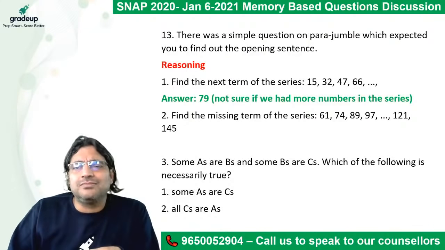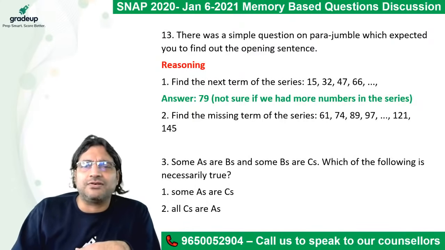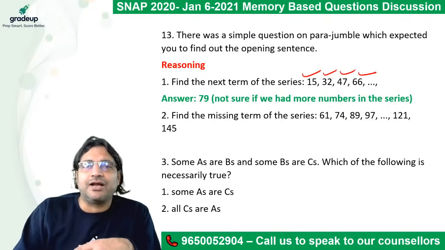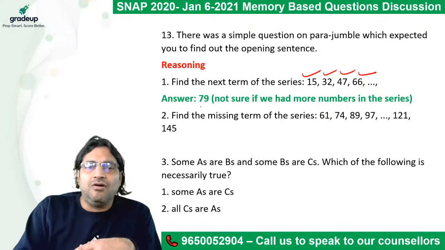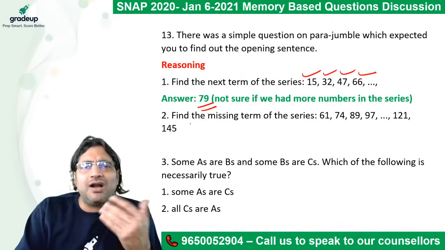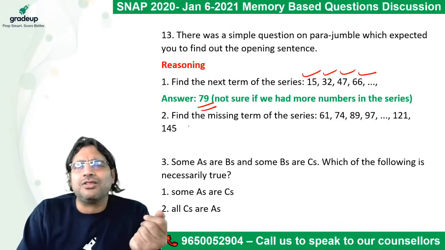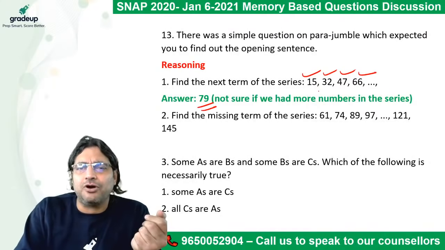You had a good number of questions on series. So one of the questions was 15, 32, 47, 66, and you were asked about the next number. Of the options, whatever I was able to manage was 79, but I'm not 100% sure about the logic of this. I will give you my logic, though I'm not convinced about this. Difference is 17, 15 and 19.